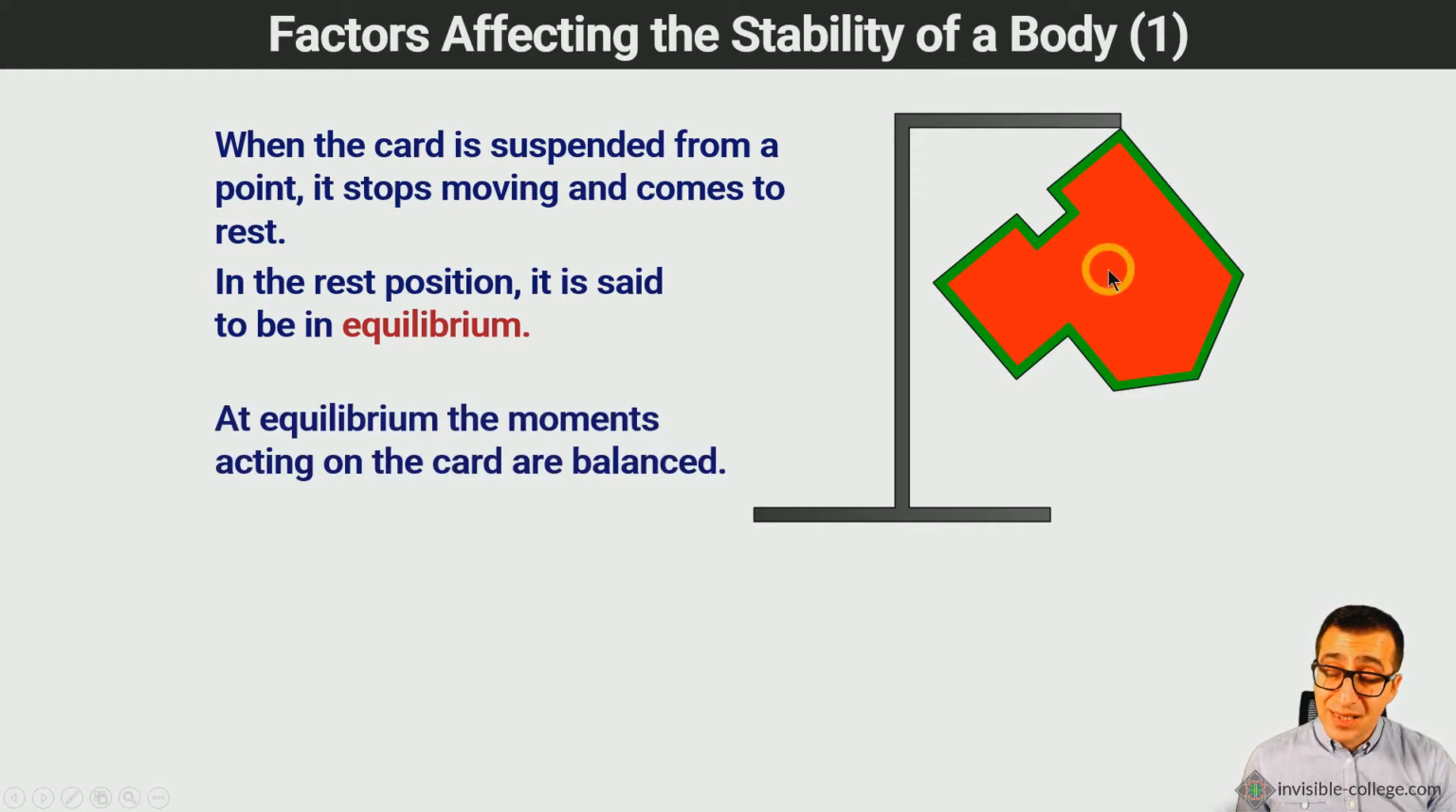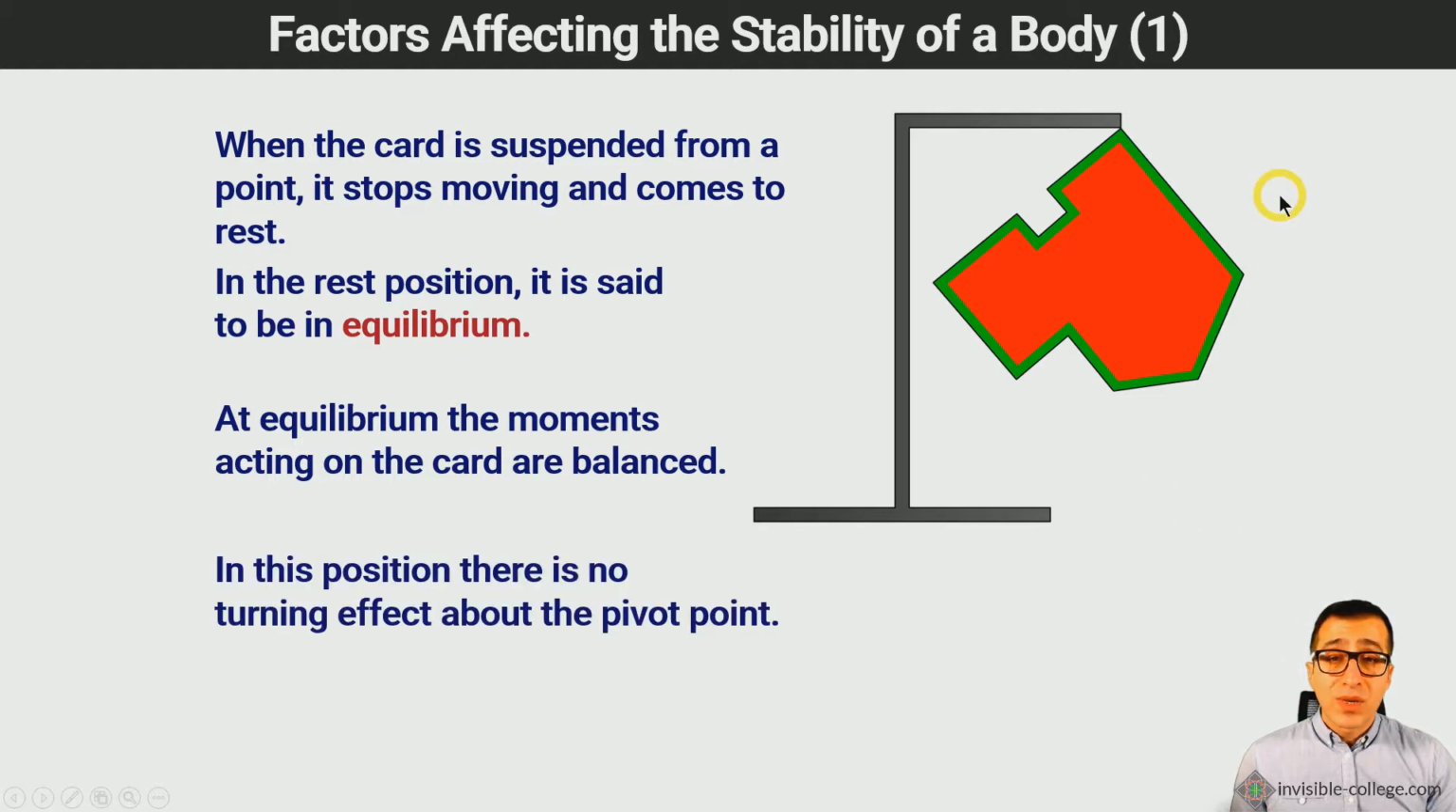We consider the total force, the net force acting on this, to be acting from the center of mass. If that wasn't the case, if it was acting on this corner, the object would rotate around the center of mass. So in this position, there's no turning effect around the pivot point, and this is when the center of mass is vertically below the pivot point.